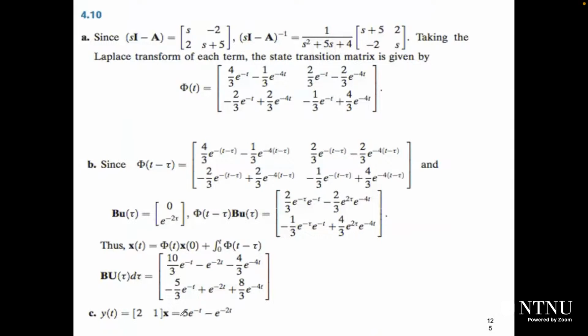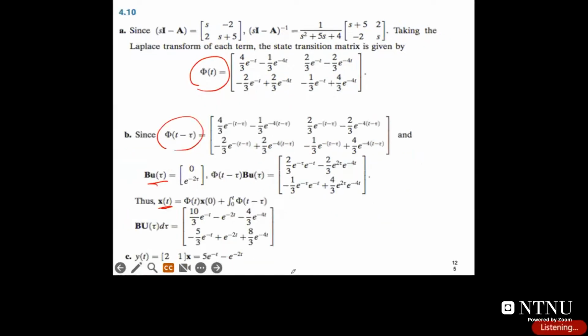So I have here the solution. We will get first phi of t. Once we have phi of t, we need to get phi of t minus tau. And after that, B multiplied by u of tau, right? Substitute into the equation, do the integration, and you get x. You get x of t equals that part. Multiply that part by C, which is 2 and 1, and you will get the output.